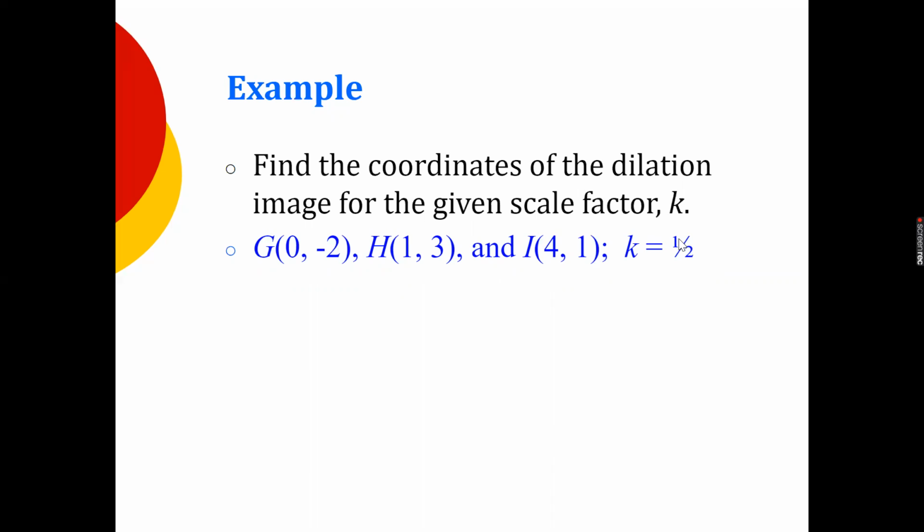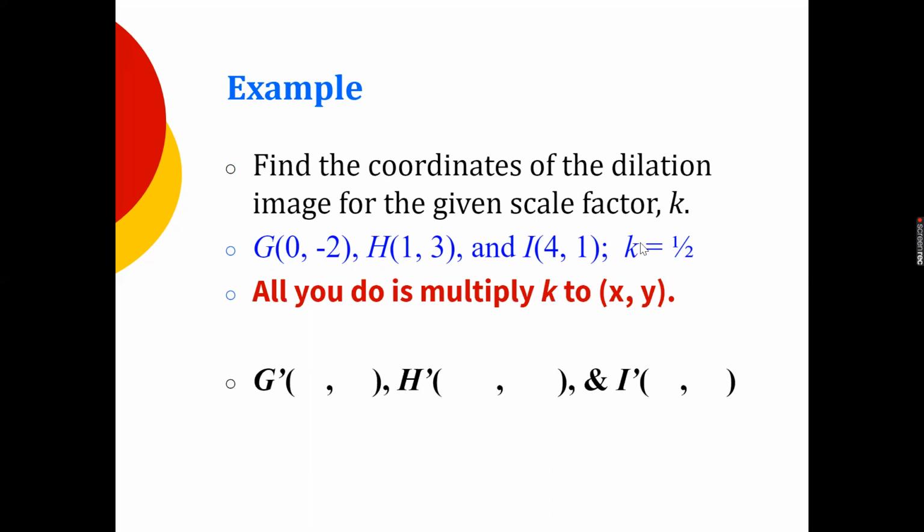All we're going to do to figure out the new coordinates is multiply k to our x and our y. So for this problem here, I'm taking 0 times 1/2, which is going to be 0, -2 times 1/2, which is going to be -1, and so on and so forth. So I'm going to take 1 times 1/2. Half of 1 is 0.5. Half of 3 is 1.5. Half of 4 is 2. Half of 1 is 0.5. And that gives me my answer there.